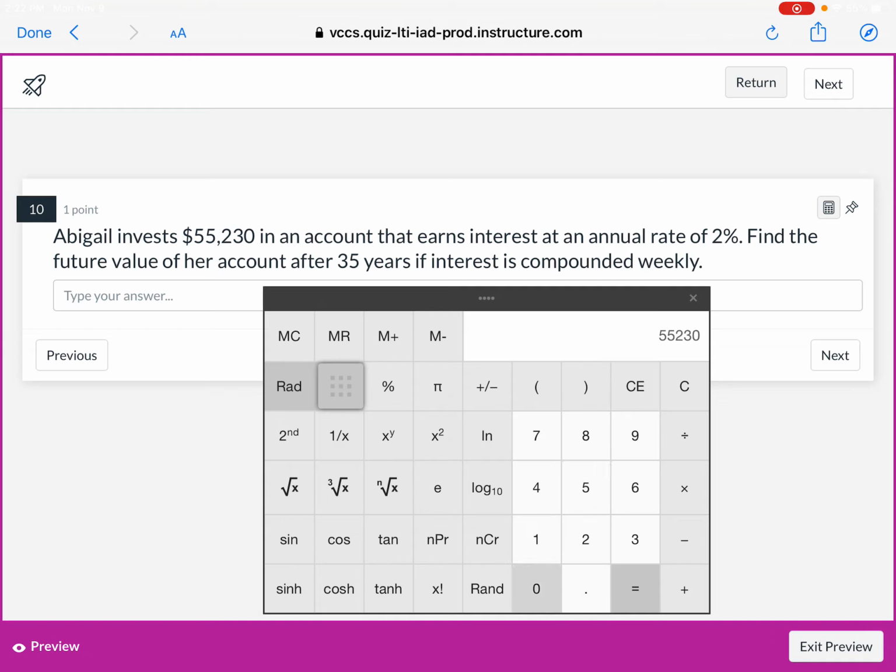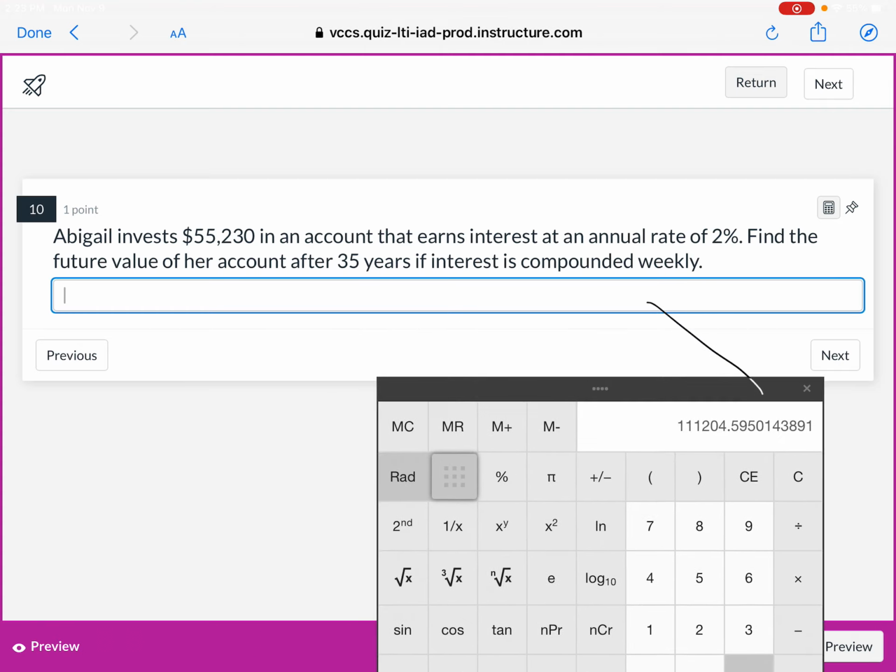55230 times parenthesis 1 plus, and I need a fraction, but I don't think they're going to make a fraction. So let me do a parenthesis 0.02 divided by 52, close 2 parentheses, and then I will raise that to 52 times 35, because there are 52 weeks in a year, and she's investing for the 35 years. So if I hit enter, ta-da, wow, she's going to have a lot of money.